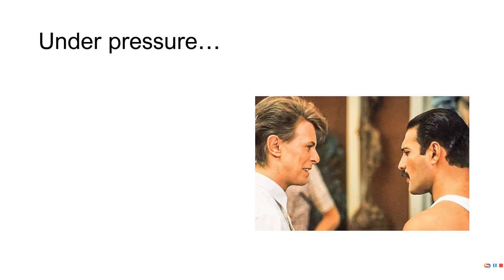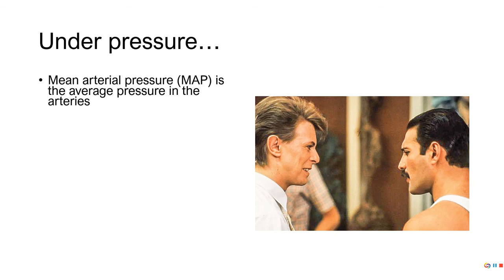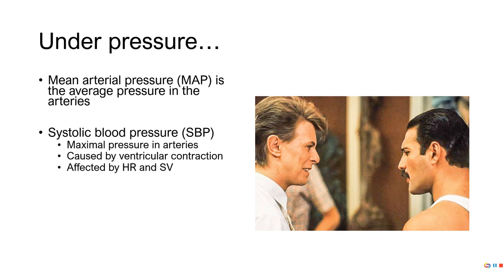Okay, so mean arterial pressure, average pressure in the arteries. We're not worried about the ventricle, we're worried about the arteries. And so we've got systolic blood pressure, and this is the maximum pressure that's in the arteries, and it's caused by the contraction of the ventricles. And this is directly affected by heart rate and stroke volume. Okay, as blood comes out of the heart, out of the ventricle, well, the heart rate is how often that comes out, and stroke volume is how much that comes out.